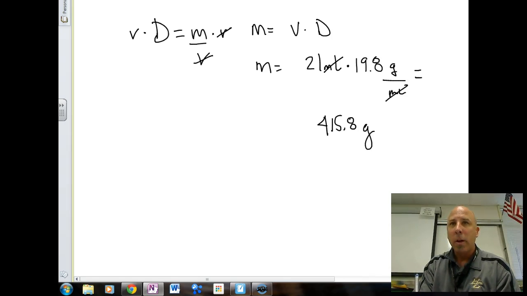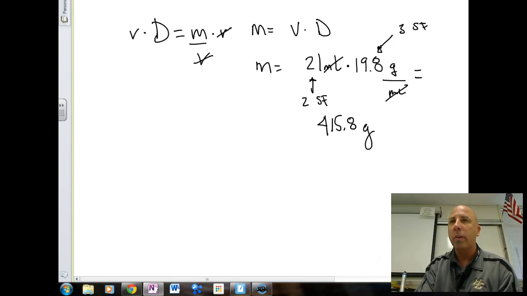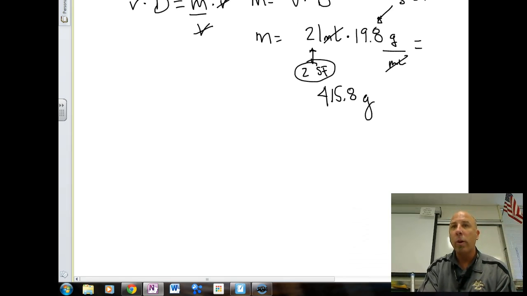Camp, because this value for volume has 2 sig figs. And this value for density has 3 sig figs. And we need to round to the lowest number of sig figs. So we need to round this value off to 2 sig figs. So we're going to round 415.8 off to 2 sig figs.